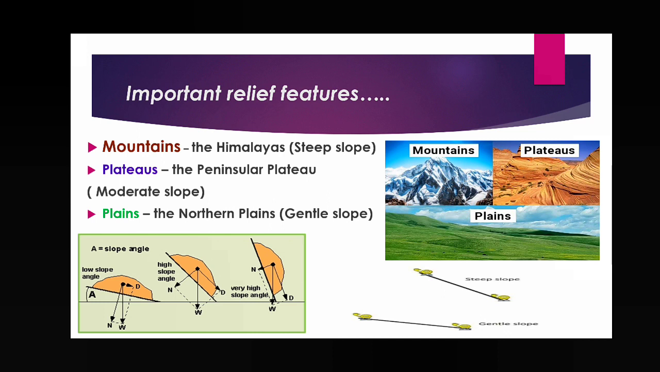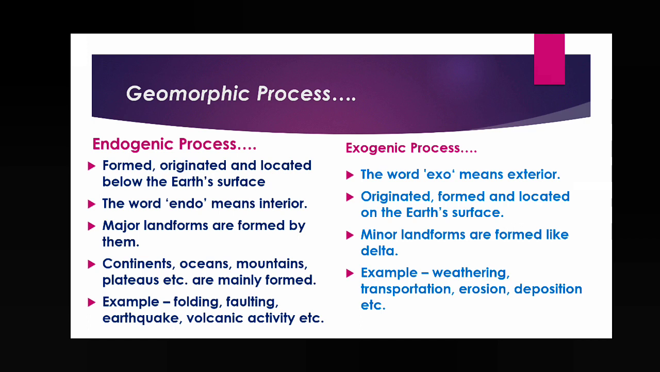And also side by side we discussed that there are three types of slope present: steep slope, moderate slope and gentle slope. Steep slope is equal to mountains, moderate slope is equal to plateaus and gentle slope is equal to plains. Next we discussed the processes of formation of different relief features or landforms.